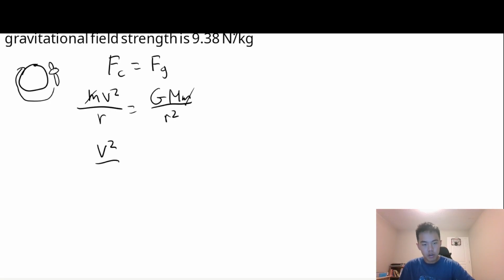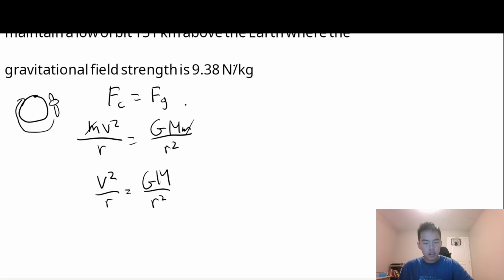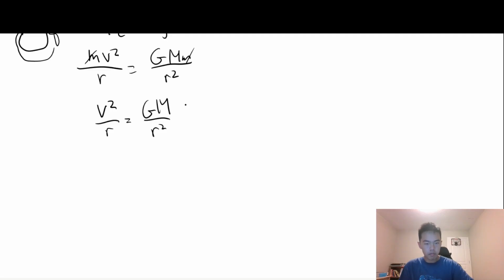So v squared over r is equal to GM over r squared. If we rearrange everything, we're trying to find the speed. So v squared equals GM over r, because this r and this r cancel out, right? And in the end we get v equals GM over r.